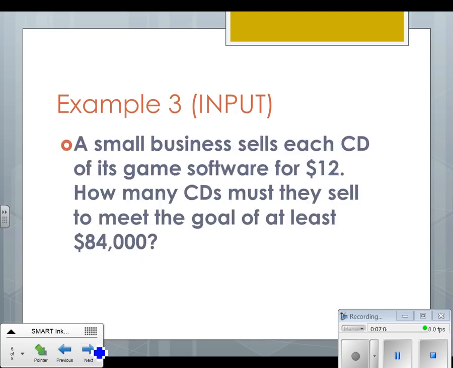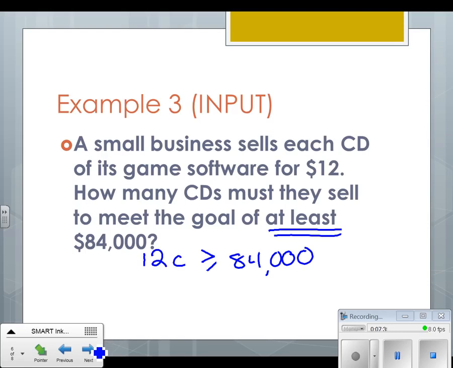You have to also be able to take a word problem and set up the inequality and then solve it. A small business sells each CD of its game software for $12. How many CDs must they sell to meet the goal of at least $84,000? So they want to make $84,000 or more. So they want to make greater than or equal to 84,000, and then they'd be satisfied. They make $12 per CD.